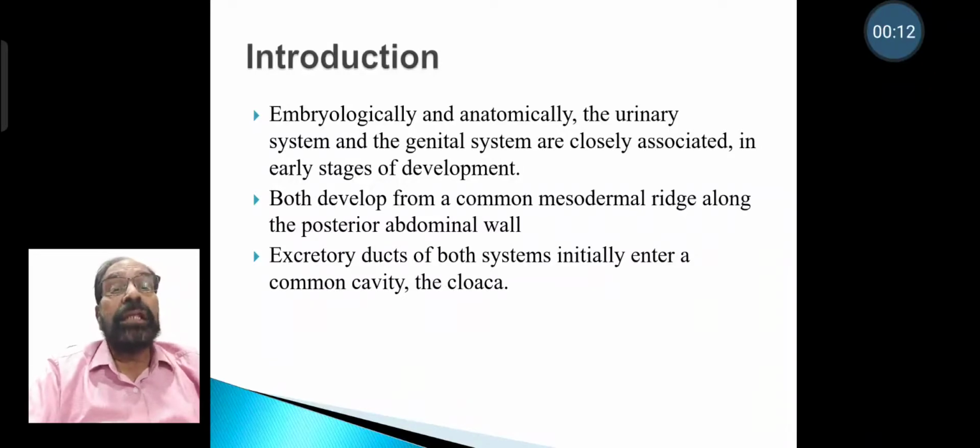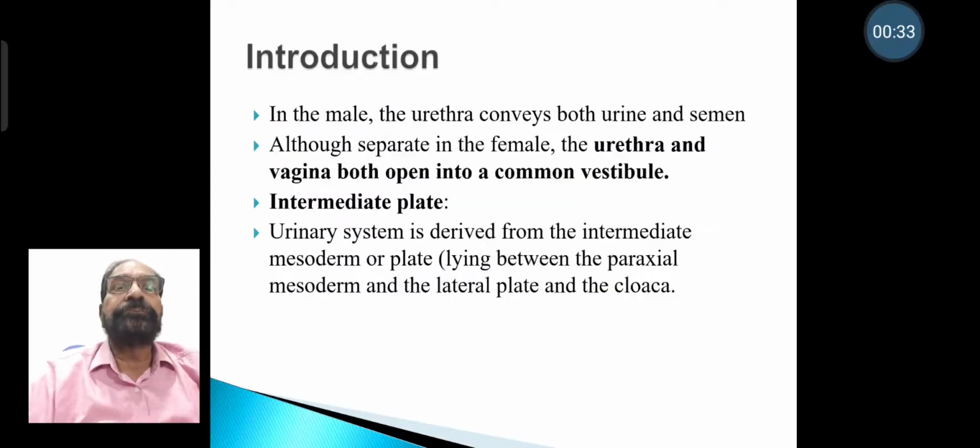Embryologically and anatomically, the urinary system and the genital system are closely associated in early stages of development. Both develop from a common mesodermal ridge along the posterior abdominal wall. Excretory ducts of both systems initially enter a common cavity called the cloaca. In the male, the urethra conveys both urine and semen. Although separate in the female, the urethra and the vagina both open into a common vestibule.